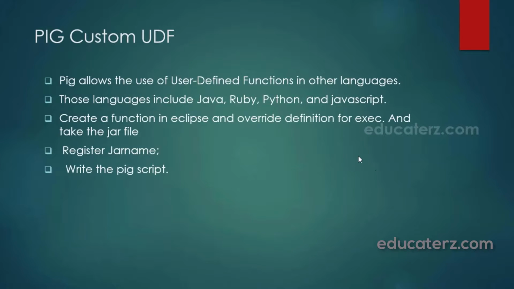Once you have written your UDF, you need to export it into a jar file. That particular jar file you must register from the Pig Grunt shell. Then you will write your Pig scripts to invoke this particular function. Now let me show you that.